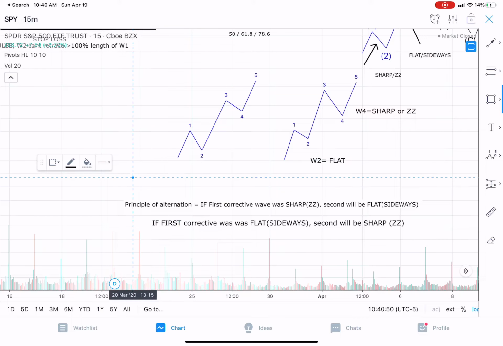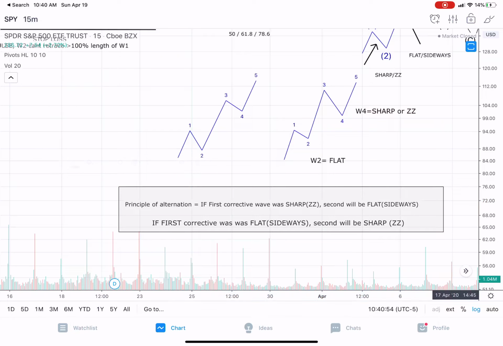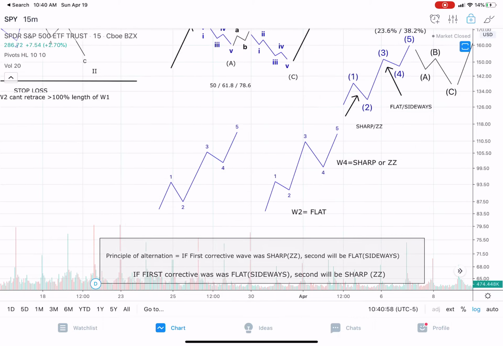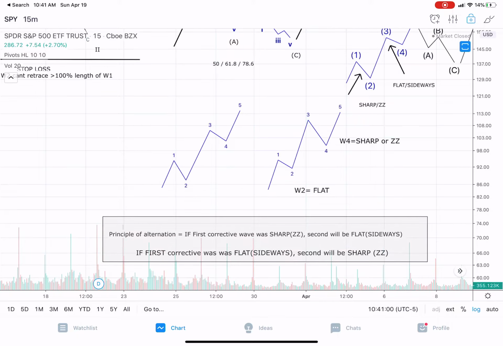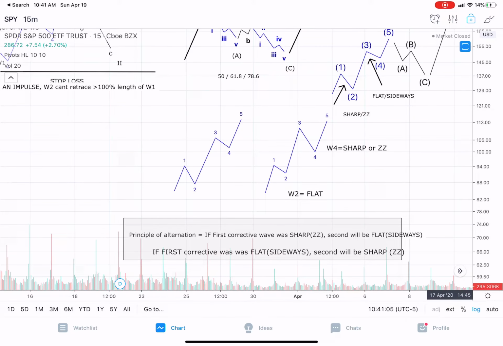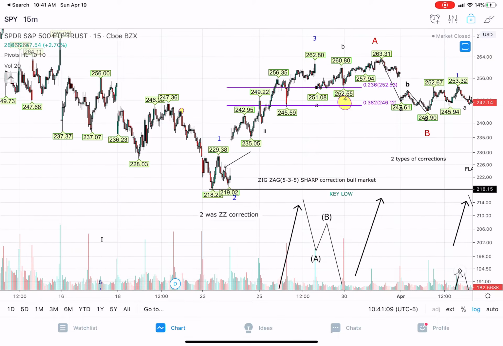So keeping these in mind, we can start applying this to a real-time chart. Knowing that a zigzag subdivides into 5, 3, 5, into 5 waves, 3 waves, 5 waves, and then a flat subdivides into 3, 3, 5. So knowing that, we can begin here.